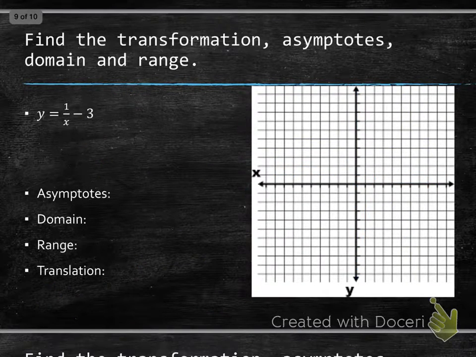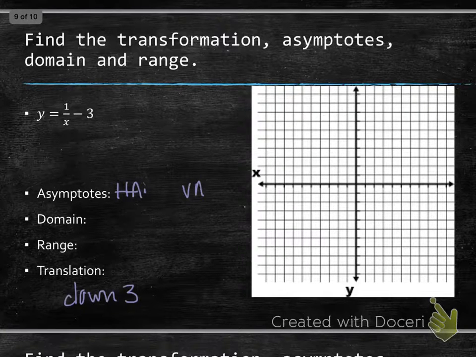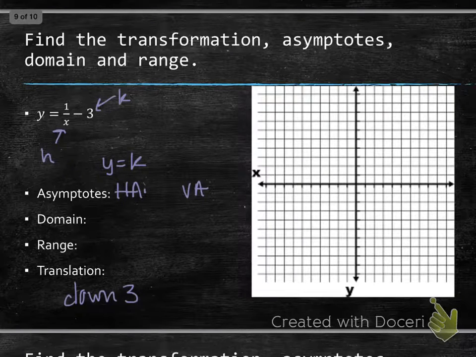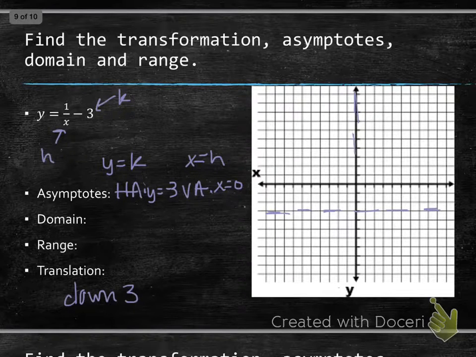Okay, my next one, that minus 3 means I'm going to be shifting it down 3. I got horizontal and vertical. So my h is going to be 0, and then here's my k. So my horizontal asymptote again was y equals k, x equals h. So y equals negative 3, and then x equals 0.